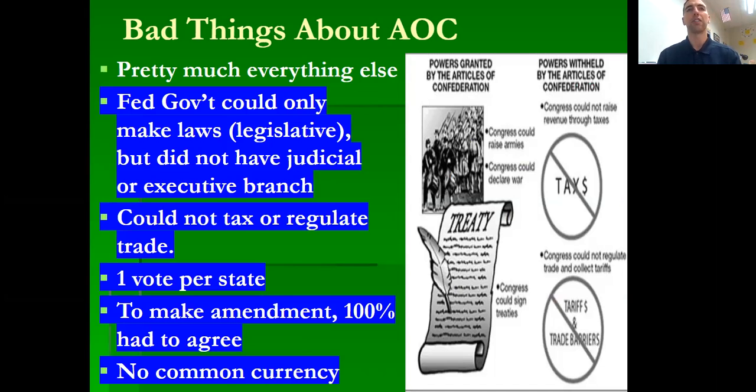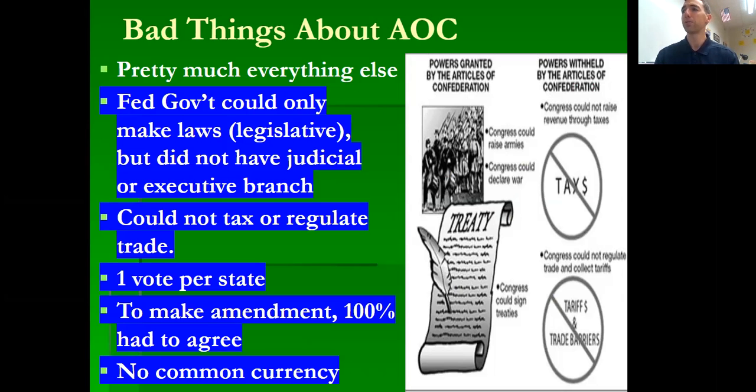Every state got a vote, no matter how big or small. So if you were in Virginia, Virginia was about 10 times the size of Georgia. They both got one vote, didn't matter. And to change any of this, you needed 100% of people to agree.